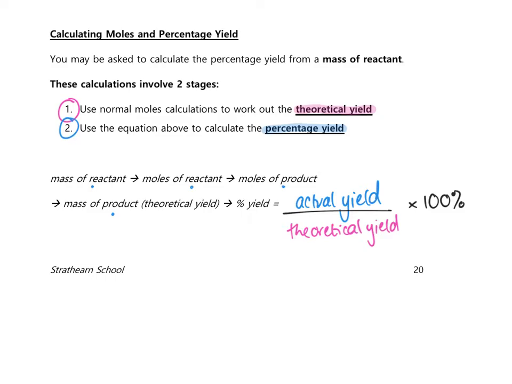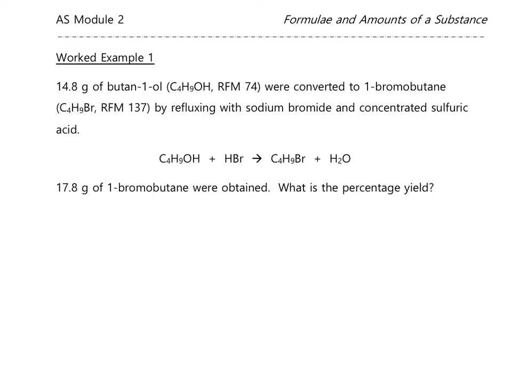So let's go over to the page and have a look at some worked examples of this. Let's look at worked example 1 on page 21. We're given the equation for this reaction, and we're told that 14.8 grams of butan-1-ol, one of our reactants, with the formula and RFM given, were converted to 1-bromobutane, again with the formula and RFM given, by refluxing with sodium bromide and concentrated sulfuric acid. Then we're told that 17.8 grams of 1-bromobutane were obtained. What is the percentage yield?